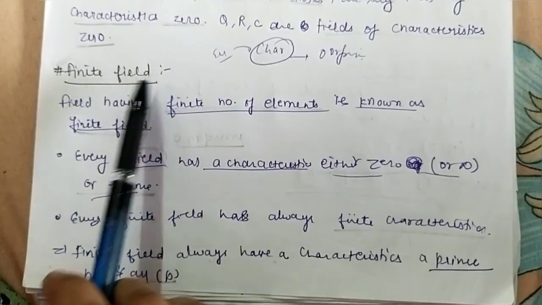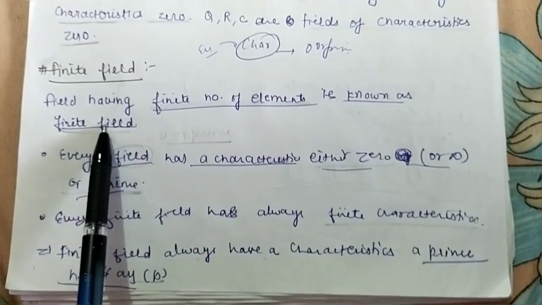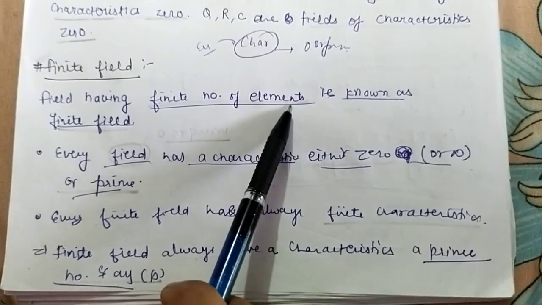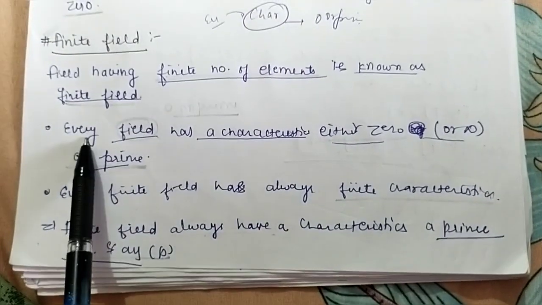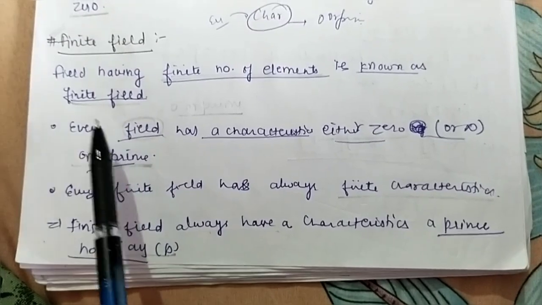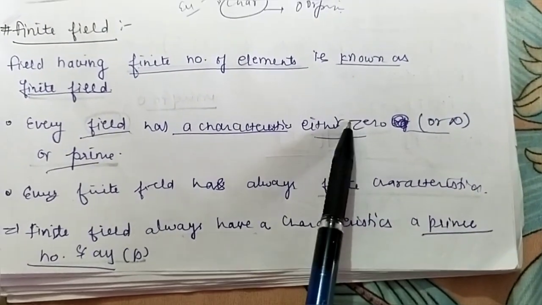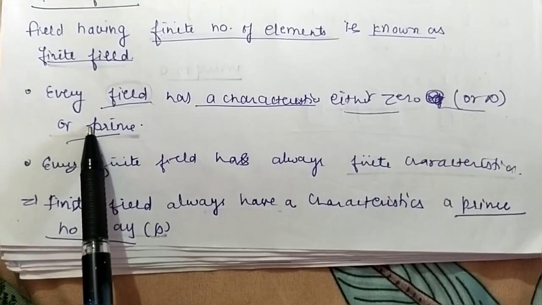What is a finite field? A field having a finite number of elements is known as a finite field. Every field has characteristic either 0 or prime. This is a point to remember.